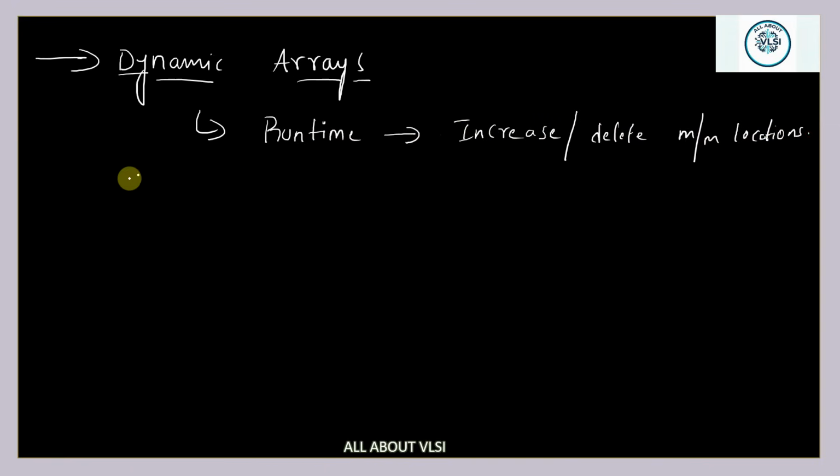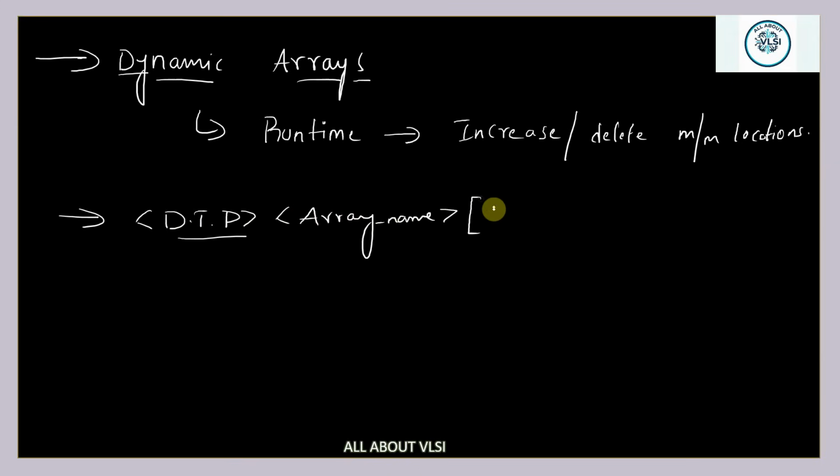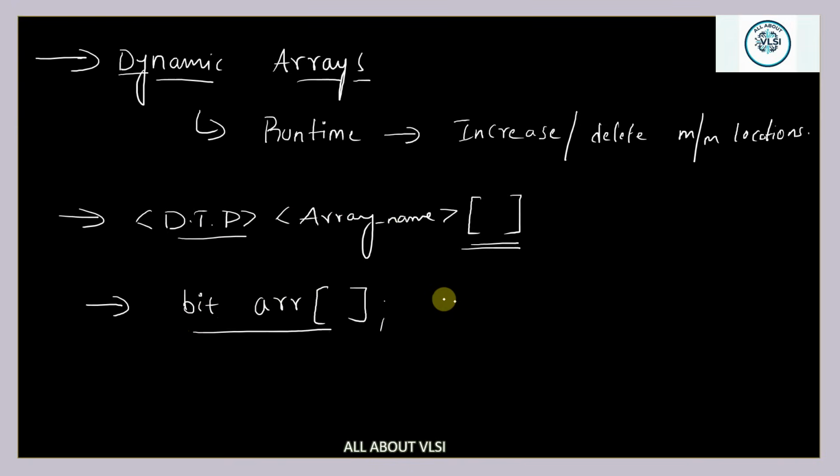Coming to dynamic arrays, the syntax is a data type, and this dynamic array is also an unpacked array. We have a data type followed by the variable name or the array name and simply empty brackets. Empty brackets indicate that it's a dynamic array. For example, bit arr with empty brackets is a simple dynamic array.